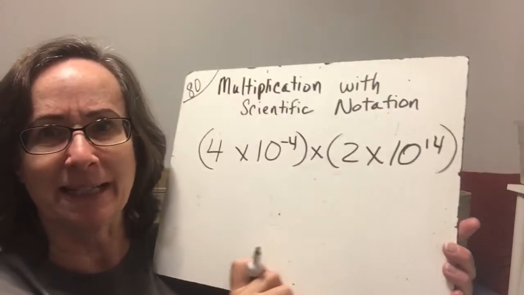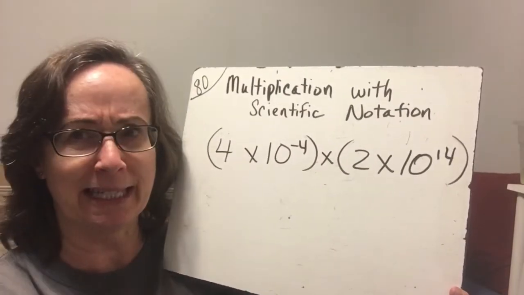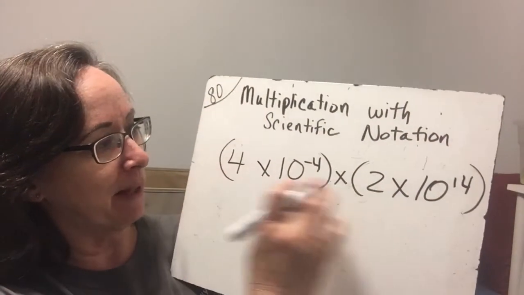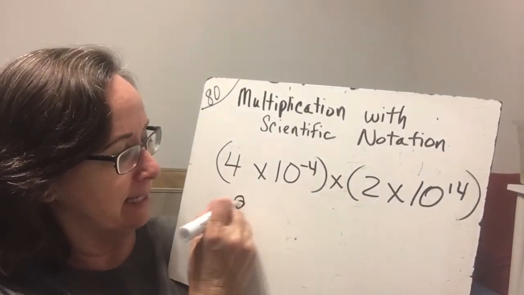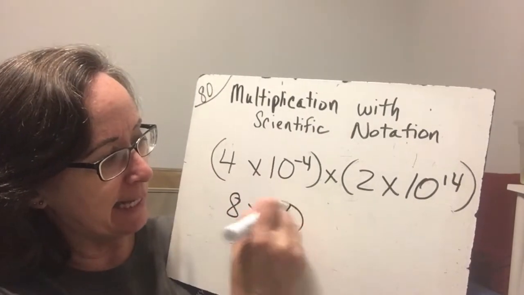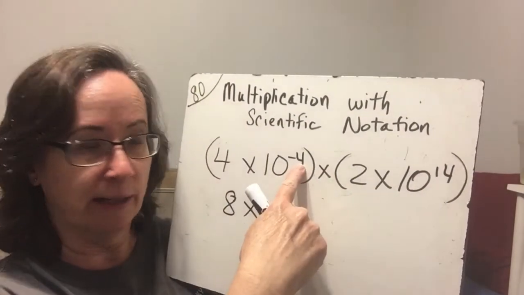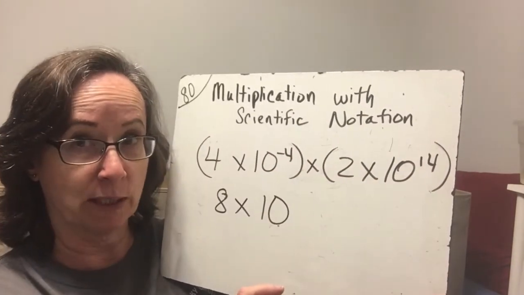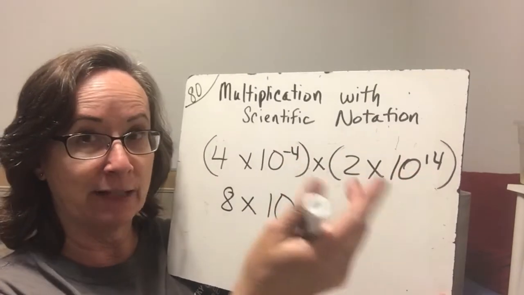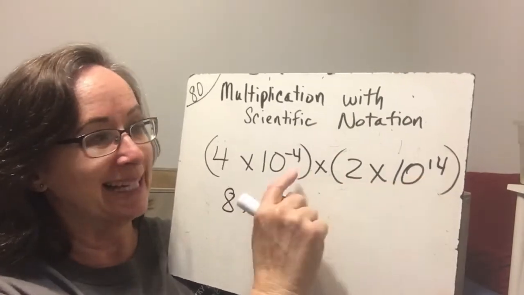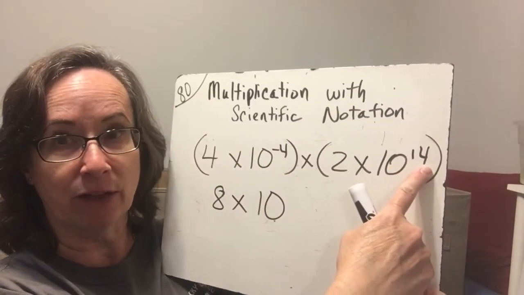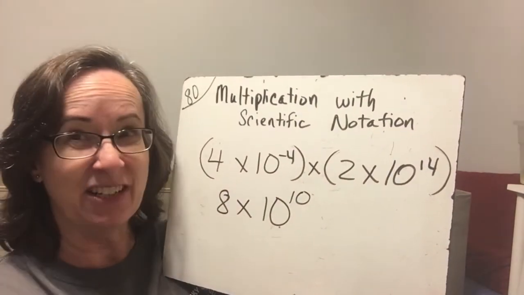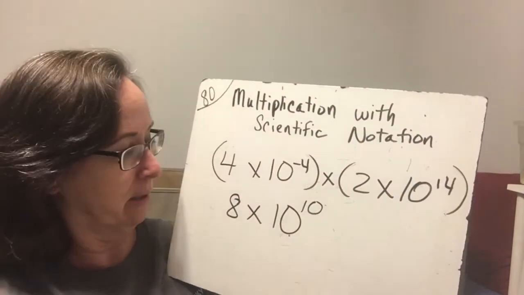Oh, look at this one. 10 to the 14. Who wants to keep track of all those zeros? Not me. Okay, so we're going to multiply the 4 times the 2 and get 8 times 10 to the, now we're going to add these two together, -4 and a +14. Negative and positive, we subtract, and we get 10, and we take the sign of the greater valued number, so we get 10 to the positive 10 power.